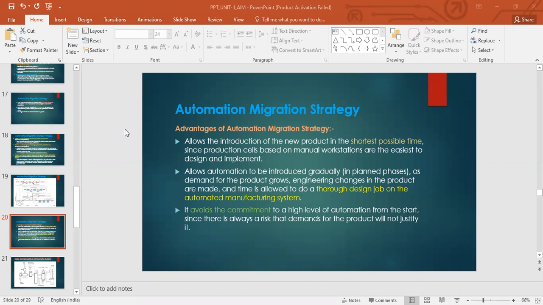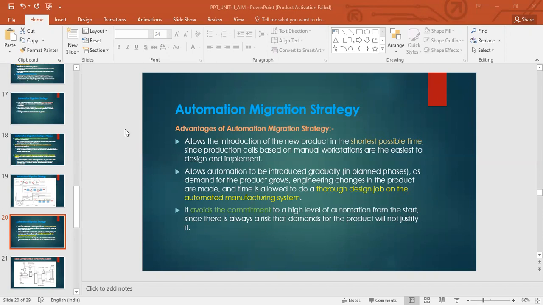Since production cells based on manual workstations are the easiest to design and implement, we can agree that automated workstations are complex. The time required to design them, based on the product features and the different components that you're going to put in those automated systems, requires time, and not just time but cost. So as regards time, yes, we can say it's the shortest possible time if you are starting with a manual production system.